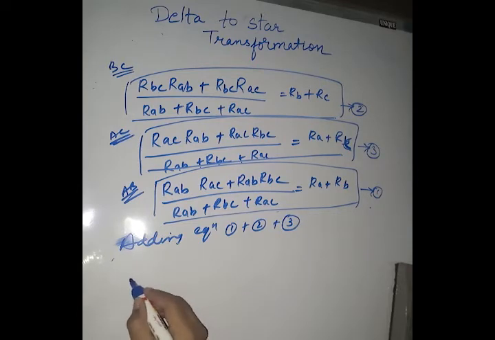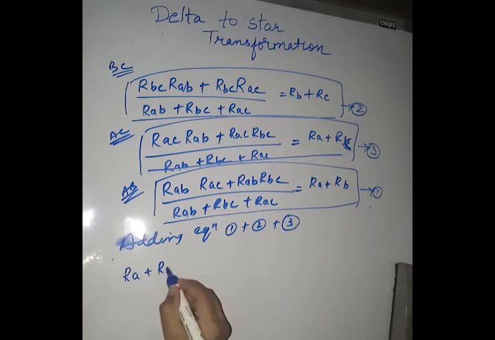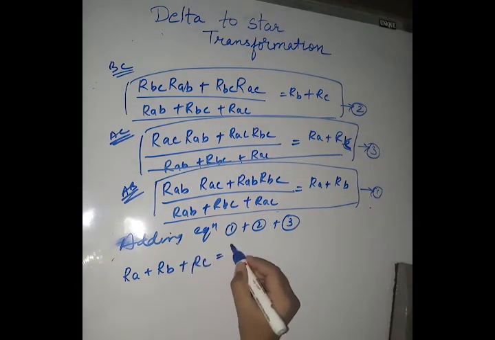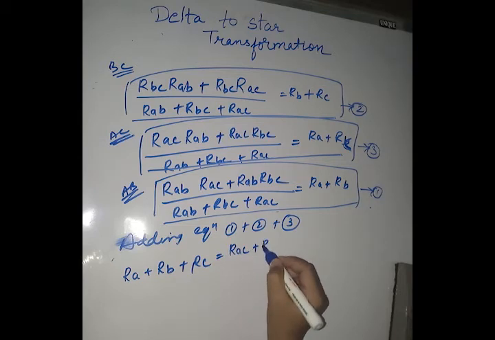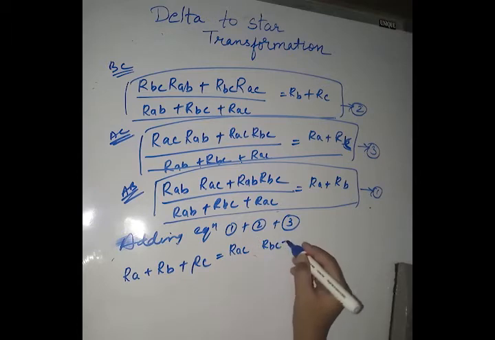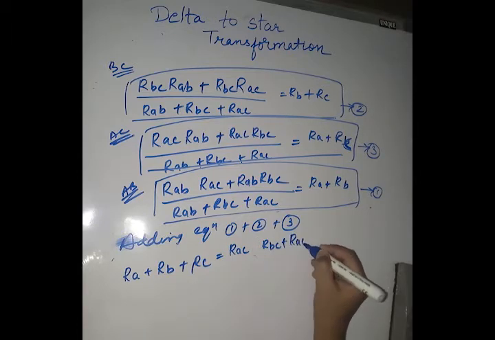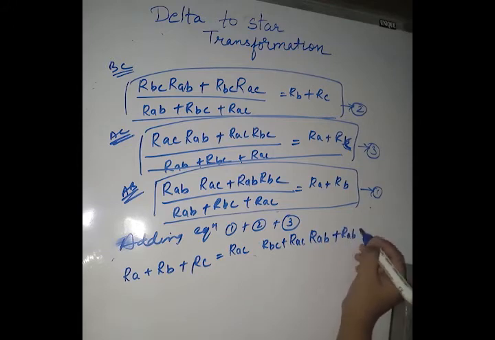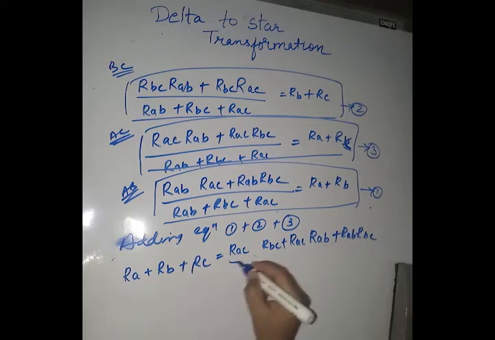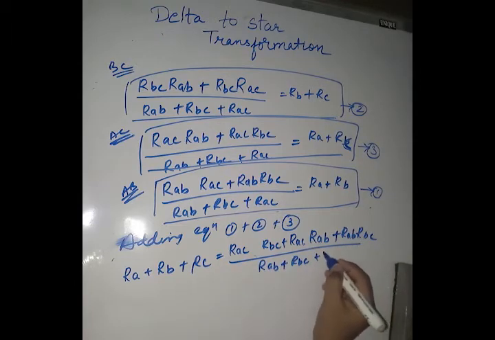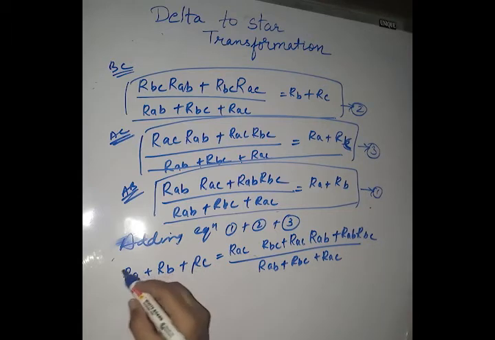So we will get RA plus RB plus RC equal to RAC plus RBC, RAB into RBC plus RAC into RAB plus RAB into RBC divided by RAB plus RBC plus RAC. So let's say this is equation number 4.